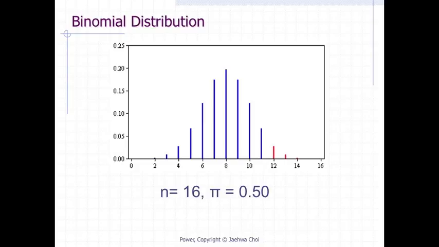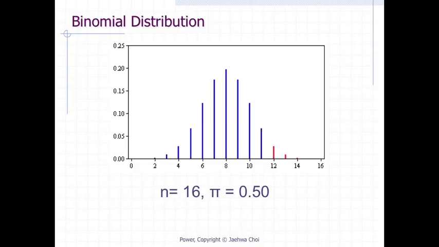The binomial distribution for n equals 16 and pi equals 0.5 is shown here. There are 17 possible outcomes, 0 correct, 1 correct, and so on up to 16 correct. This graph shows the probability of each of the possible outcomes, assuming the probability of being correct on any given trial is 0.5. It would be unusual to get 12 or more correct if the probability of being correct on a given trial were 0.5.